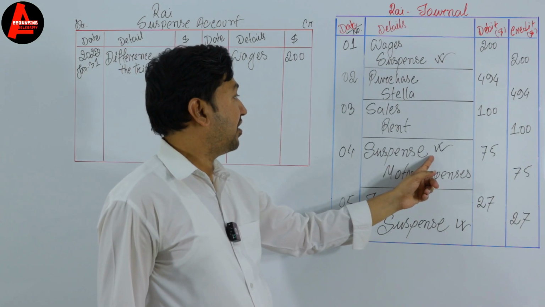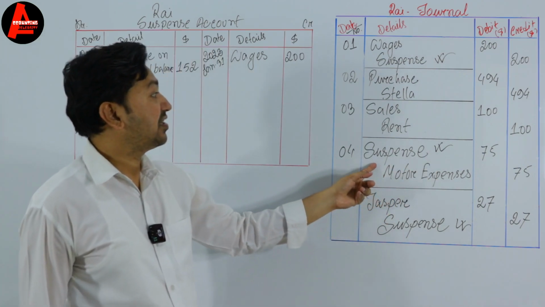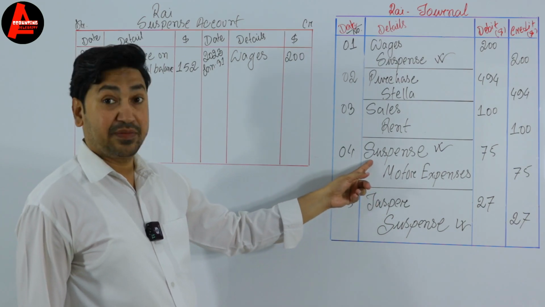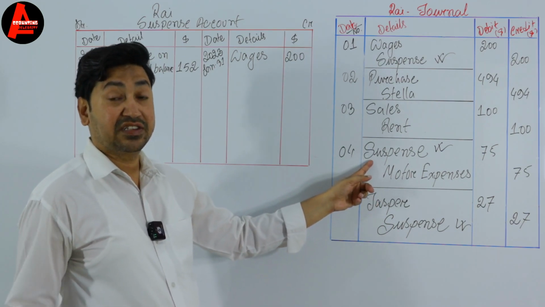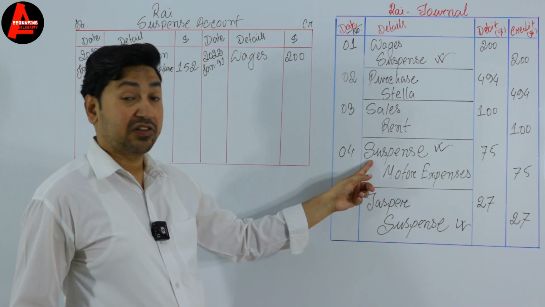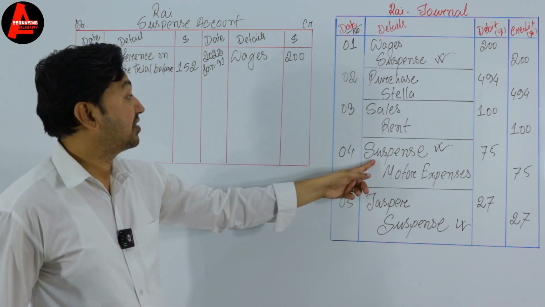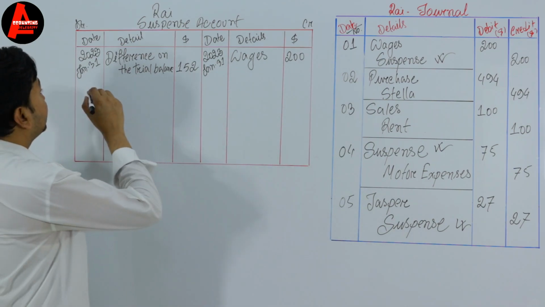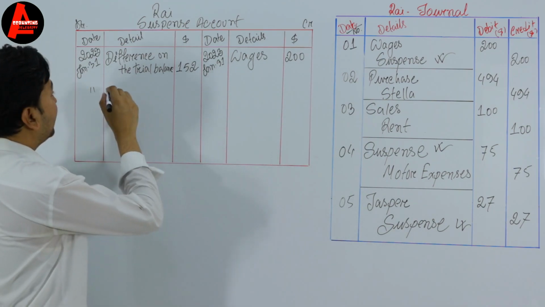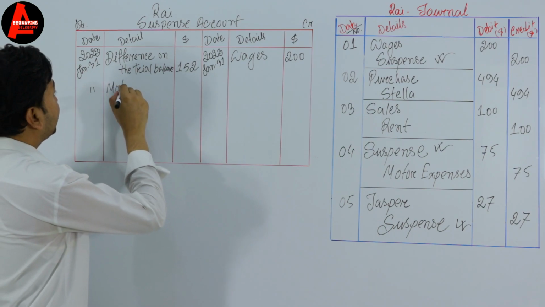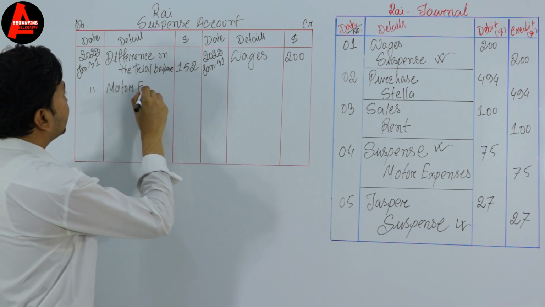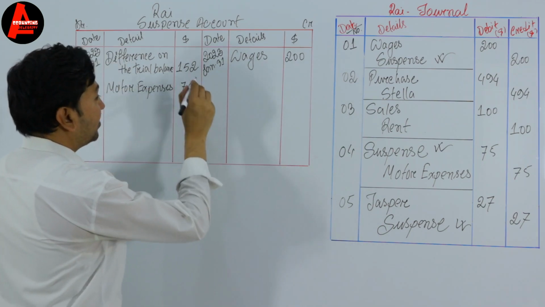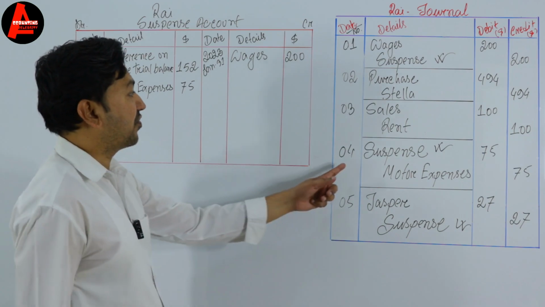Then we have number 4. Here the suspense account is to be debited and the motor account is credited. So the suspense account is debited. Now it is simple to understand. We will record on the debit side because it is debited. Same date. We will write the opposite account, which is motor expenses. How much amount? It is $75. Number 4 finished.